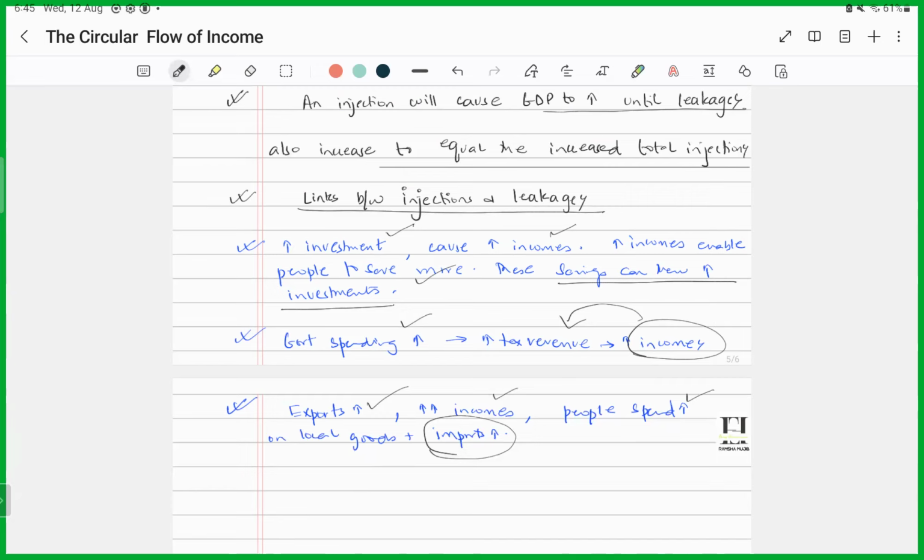I hope you understood this topic of ours, which was topic 4 of your AS level, the introduction to the circular flow of income.